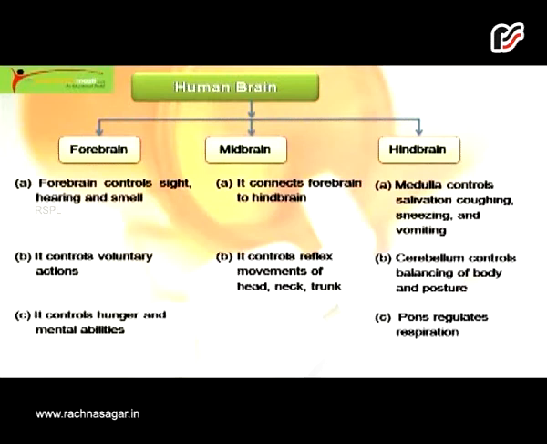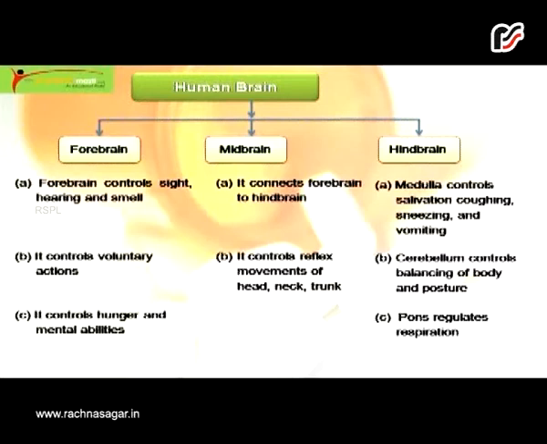Then midbrain, as I have told you, is the smallest part of the human brain. It connects the forebrain to hindbrain. Basically, it helps as a link. Then it also controls reflex movements of head, neck and trunk. The sudden movements of head, neck and trunk are controlled by the midbrain.